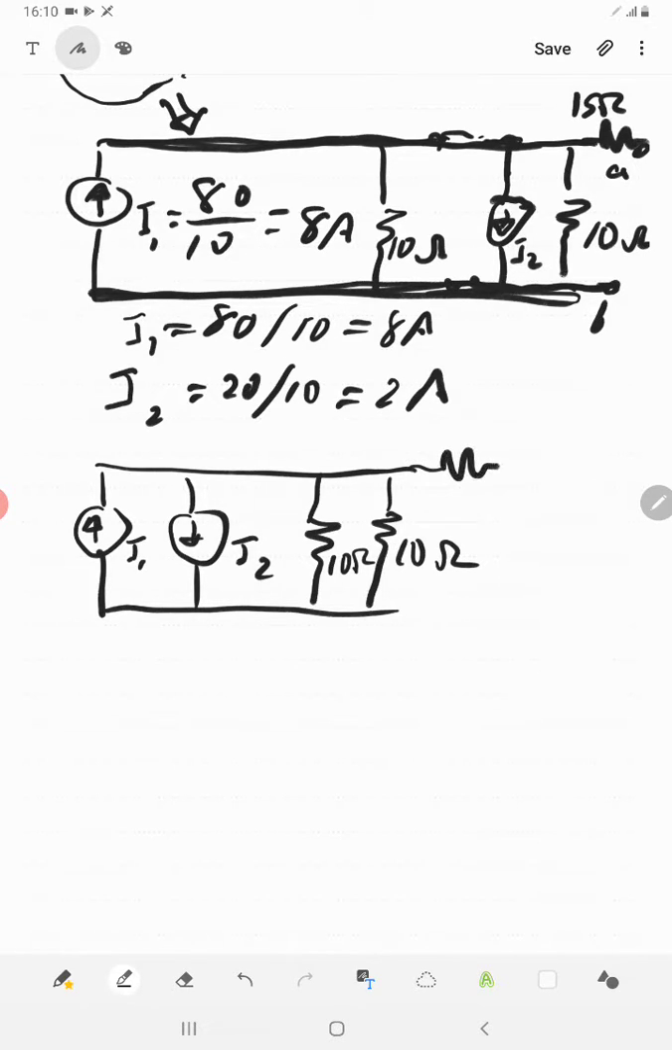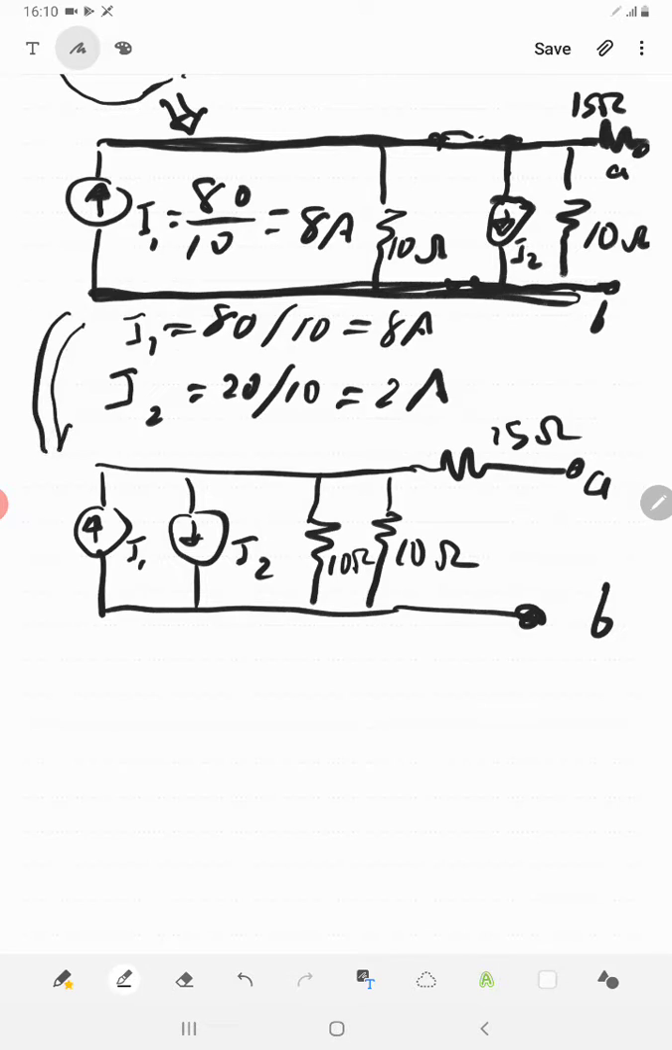And then we have the 15 ohms here, right? And here we have A and here B. So we transform this circuit here to this one. It's the same. You see, I2 here, we can bring it together with I1. It's the same node here. So it doesn't matter. And we bring the 10 ohms here with that 10 ohms there.